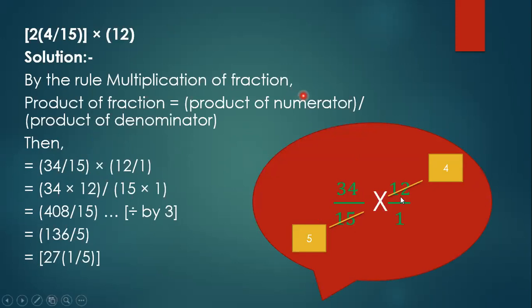34 multiplied by 4 gives us 136. So we get 136 by 5. Children, as you can see, in 136 by 5, the numerator is greater than the denominator. Whenever in a fraction the numerator is greater than the denominator, we call it an improper fraction. And as I told you in last class as well, you can't leave the answer just like that. You have to convert it into a mixed fraction.